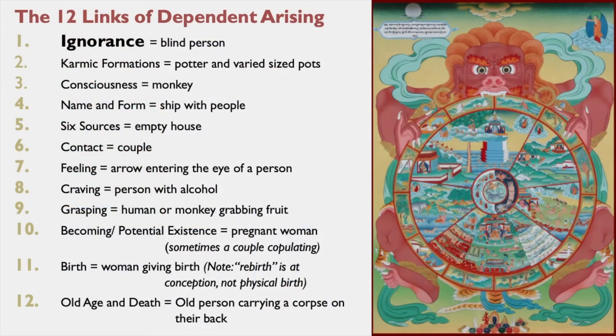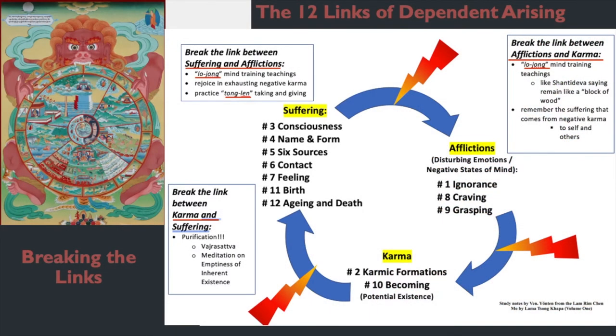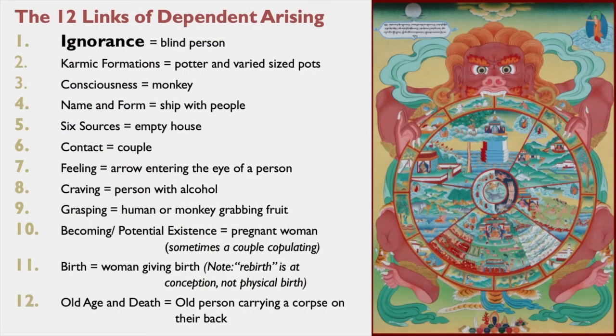So, when we look at the 12 links of dependent arising in this semester, ignorance is our main project, because if we can get rid of ignorance and stop ignorance, all of the rest of them will fall apart as well. So this applies to the section on breaking the links: when you're meditating on the emptiness of inherent existence, you're trying to cut the ignorance that believes the opposite of that. So ignorance is key, and that's why we study Tenets.